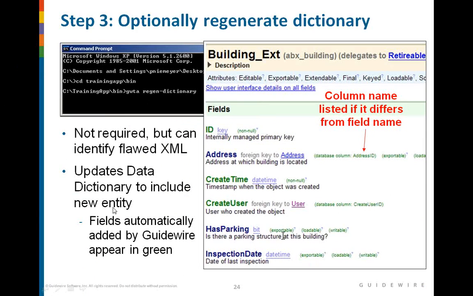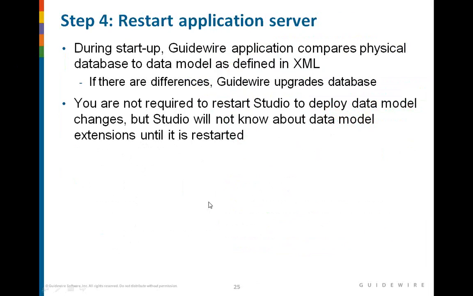There we have to rectify the errors and regenerate the dictionary again. Once you regenerate the dictionary, the entity that we created will be populated in the dictionary. You can see the definition here in the HTML representation. Restart the application server. During startup, the Guidewire application compares the physical database to the data models as defined in the XML file. If there are differences, Guidewire upgrades the database. This is what happens when we restart the server. It will check the database against whatever we define in the XML's entity definition. If there is any change in the data model definition, it will upgrade the database according to what we define in the XML file.